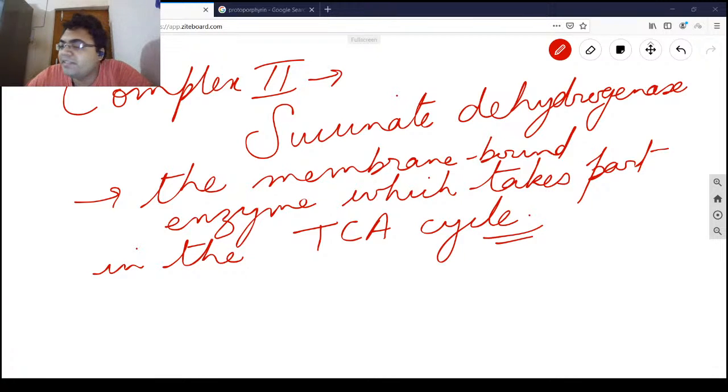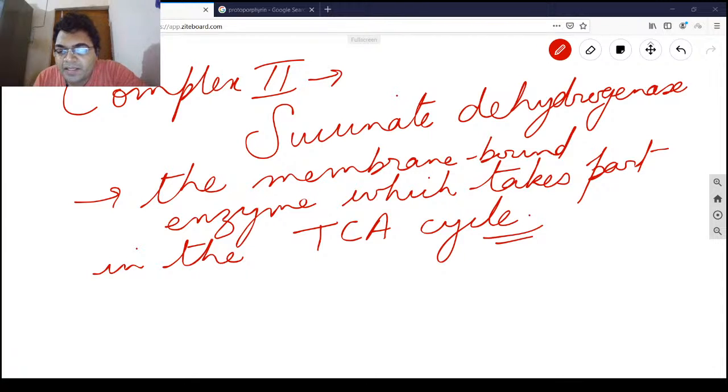It couples the oxidation of succinate at one side with the reduction of ubiquinone at the other side. Okay, and those two sides are almost 40 angstrom away on the protein. Okay, it is smaller and simpler than complex 1. Still, complex 2 contains 5 prosthetic groups, and 2 to 4 different protein subunits.